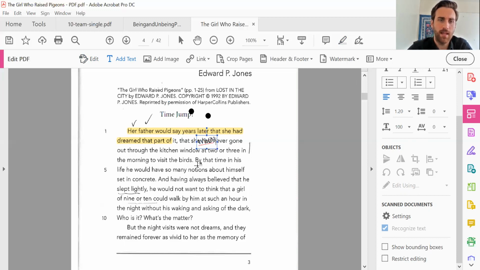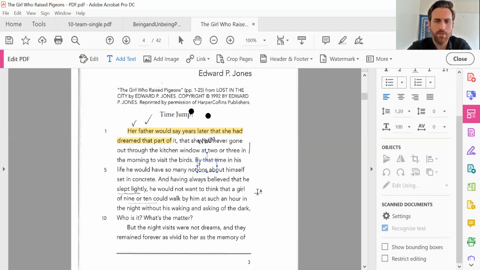"By that time in his life, he would have so many notions about himself set in concrete." So maybe I don't know that word notions. Maybe I'm going to add a text right above this word notions, and I'm just going to put in a question mark. What's a notion? "And having always believed that he slept lightly, he would not want to think that a girl of 9 or 10 could walk by him at such an hour in the night without his waking and asking of the dark, who is it? What's the matter?"